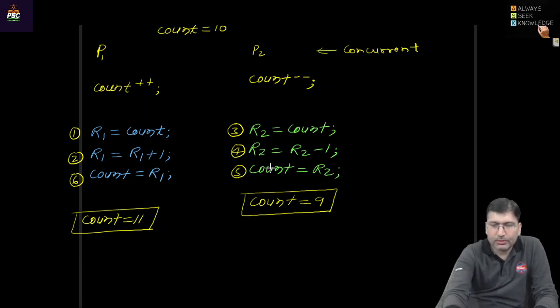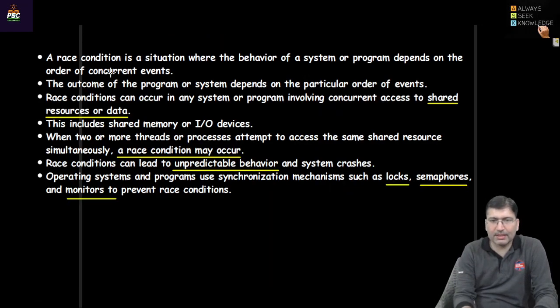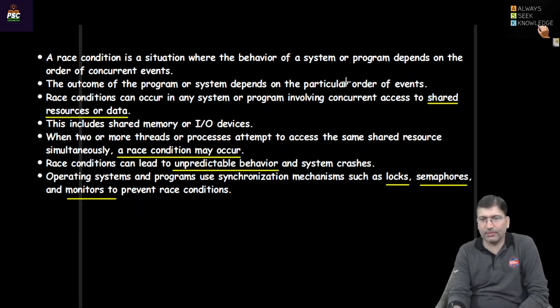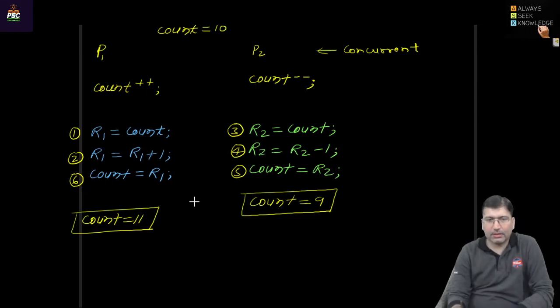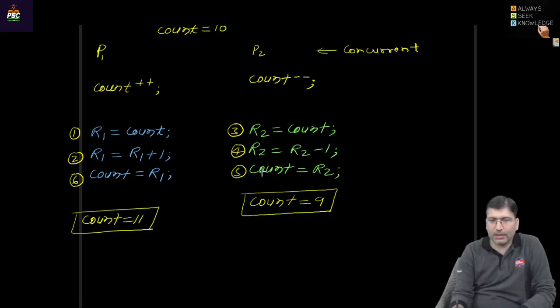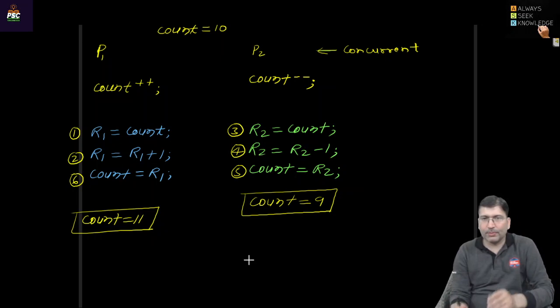Okay. So if you look at the definition, a race condition is a situation where the behavior of the system or the program depends on the order of concurrent events. So in whatever order these statements are being executed, it is deciding the final outcome. That means there is a race. Okay. So please do remember, this is very important, right?